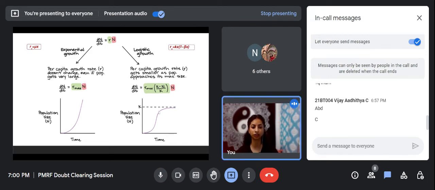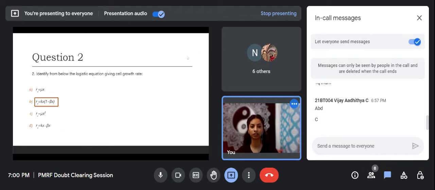So that is what logistic growth means, where apart from the factor for the exponential part, we are also incorporating a sort of decline phase where the cells will stop growing. So that is why the option is B. Okay. That is the logistic equation.